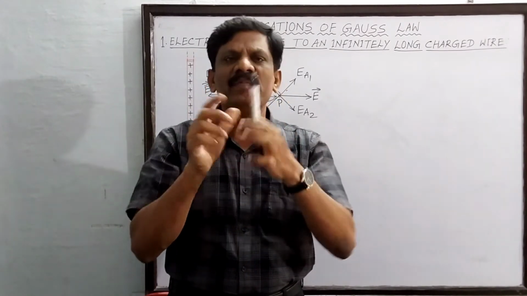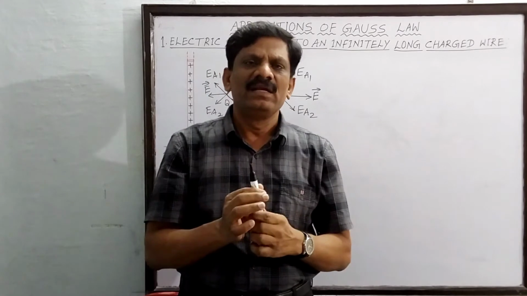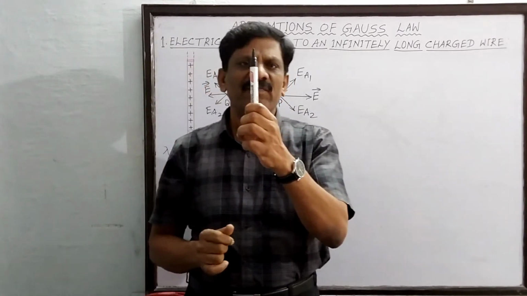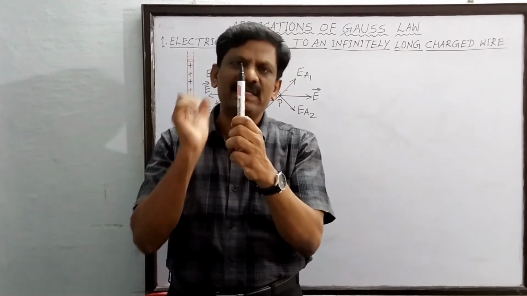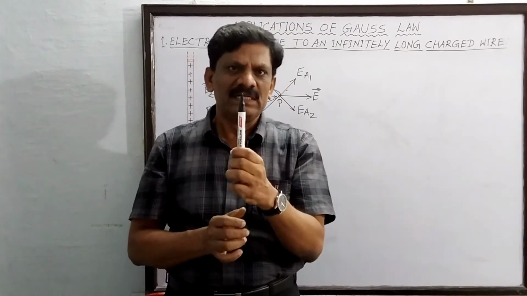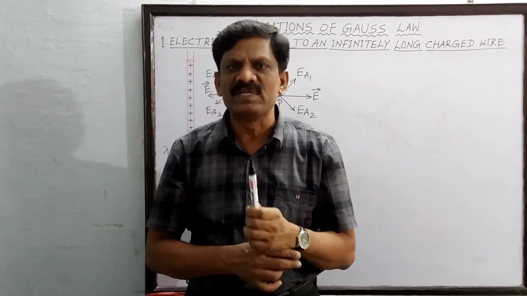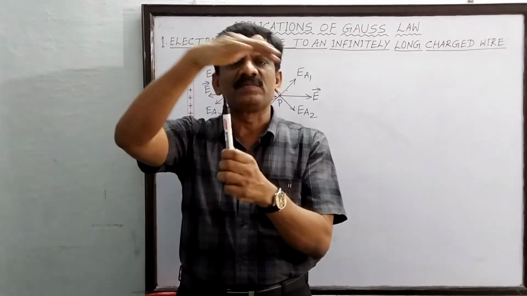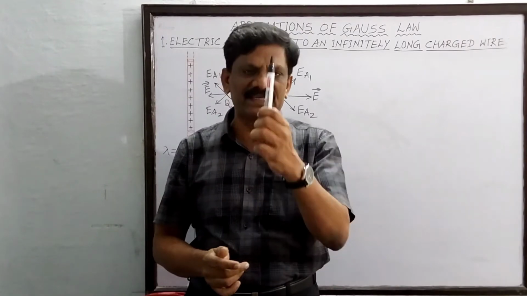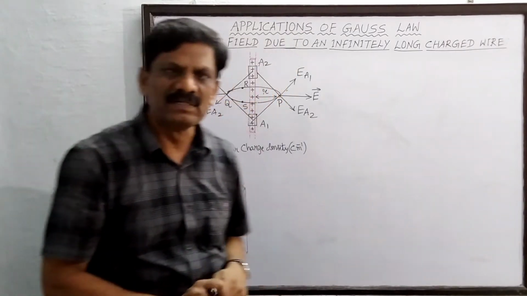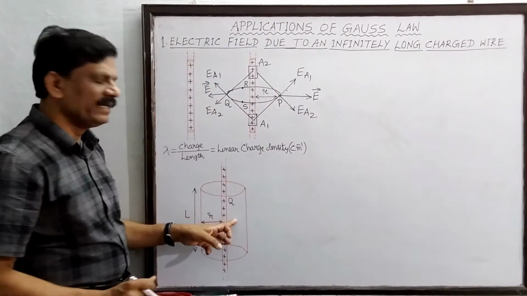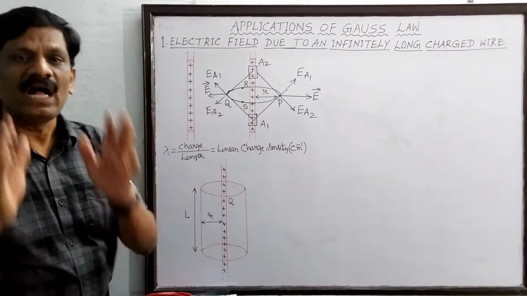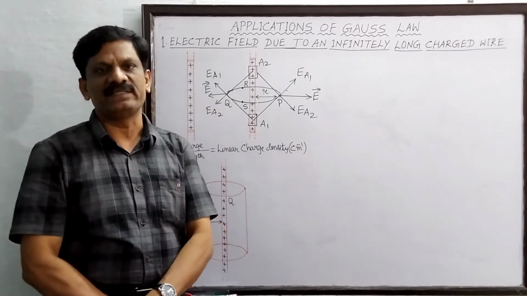So, what will be the ideal imagination of the Gaussian surface for this wire? We cannot imagine a sphere. For this wire, the shape of the Gaussian surface must be cylindrical. That only is symmetrical with respect to the wire passing through the axis of the cylinder. Okay, students? So now you can see here, a cylindrical Gaussian surface is imagined around the charged wire.